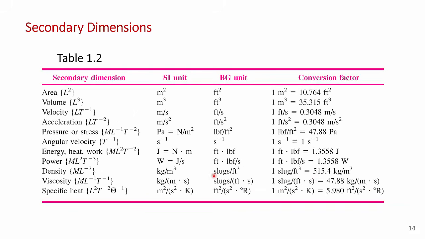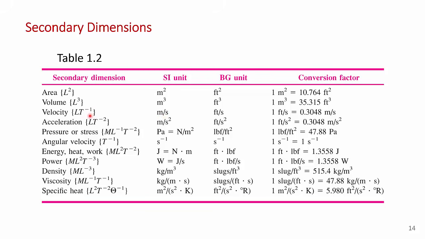Here's a table of other secondary dimensions. They're pretty obvious, most of them. Area would be length squared, volume length cubed. Of course, you can tell usually by looking at the units. Velocity is meters per second, so that's going to be length per unit time for the dimensions.